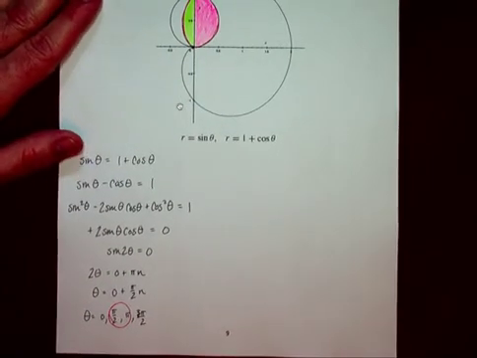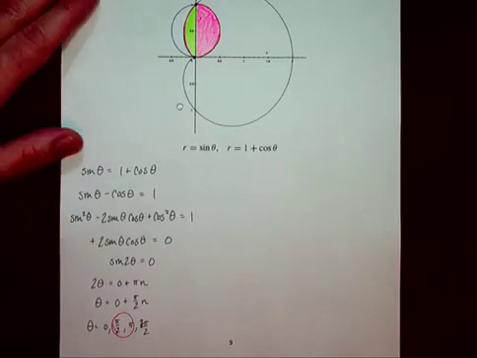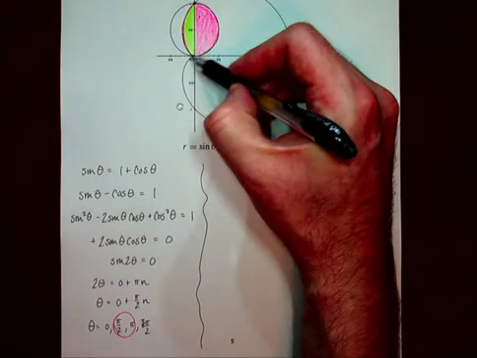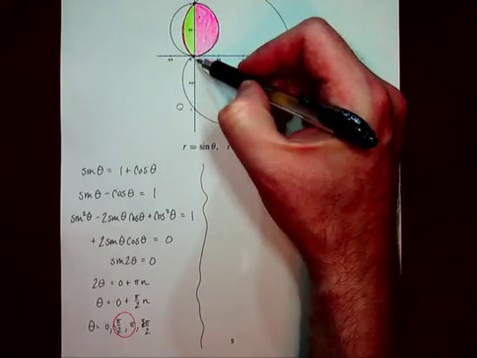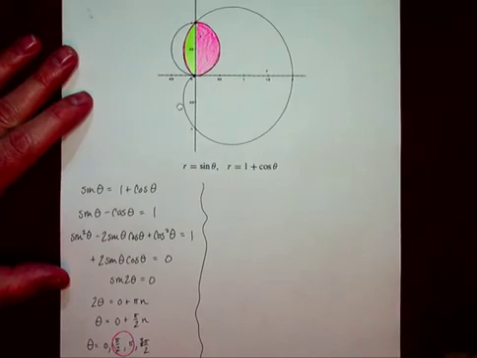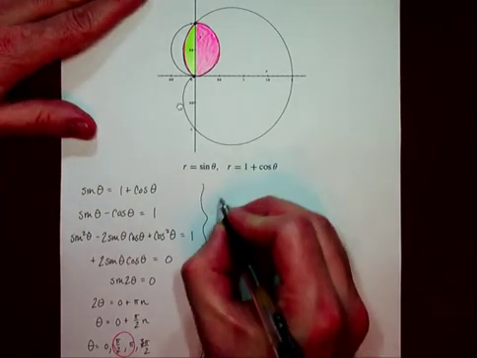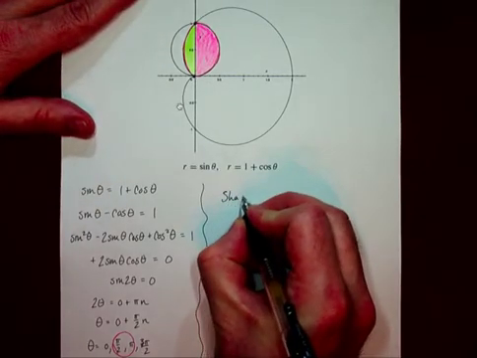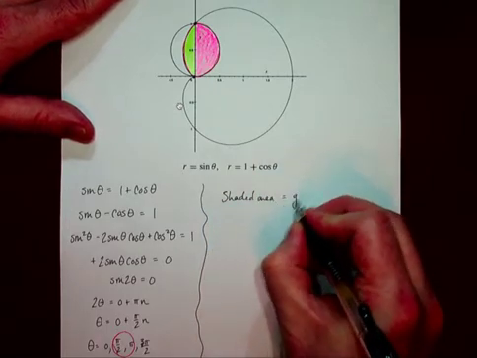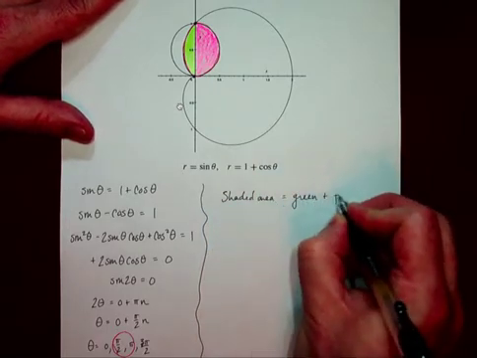Now, I'm not really interested in both of them because I'm simply using the points of intersection to define that. And I didn't really need to do that because they happen to be at an axis. But it's always good to practice those skills. What I need now is basically the shaded area is going to be equal to the green plus the pink.